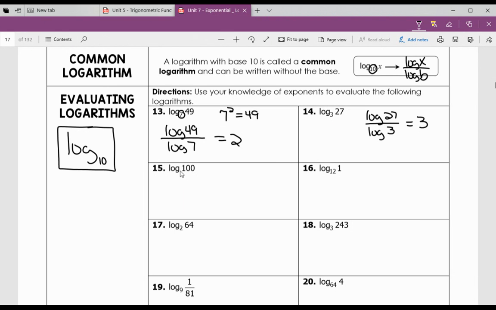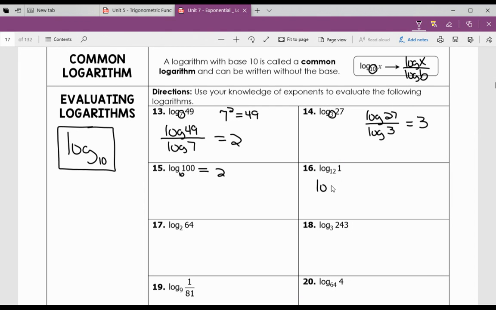All right. Now, do you see a visible base? A visible base is like the 7 and the 3. When there is no visible base on a log, there is an understood 10 right there, which means all you have to do is just type in log of 100. It's automatically a base 10, and if that is a base 10, all you do is press that button. So you just hit log of 100, and you get 2.